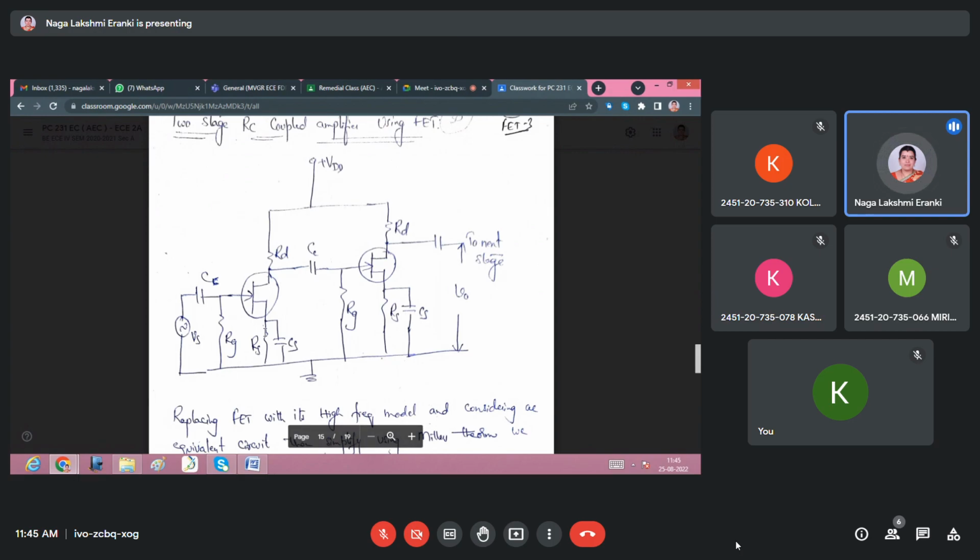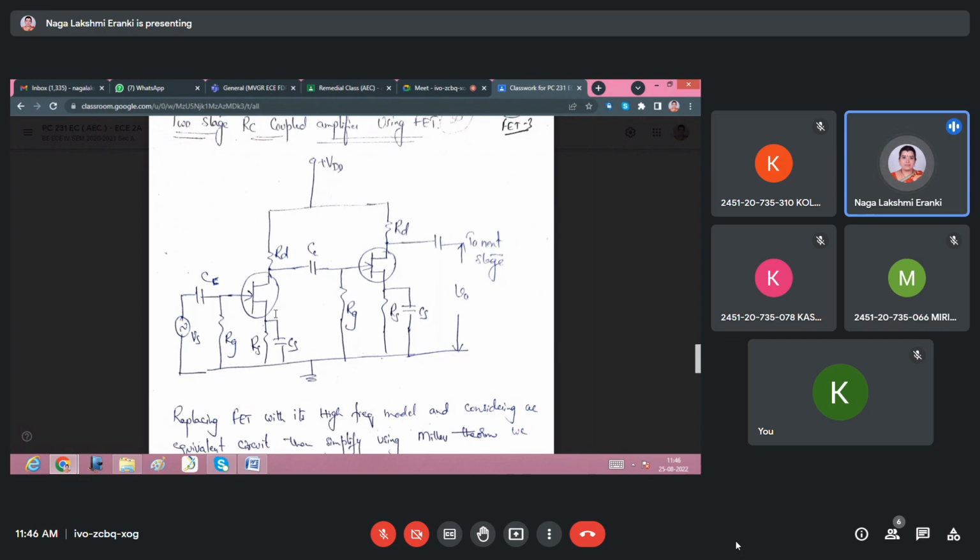So when you are analyzing a two-stage RC-coupled FET or BJT, the basic step is still the replacement of the device with its equivalent h-parameter model. That means first you have to take the AC equivalent of the given circuit. Whenever you have more stages cascaded to the first stage, that is, if you have a second stage, you consider the input impedance of the next stage. The input impedance of the next stage is considered as the load resistance for the first stage, and then we do the analysis.